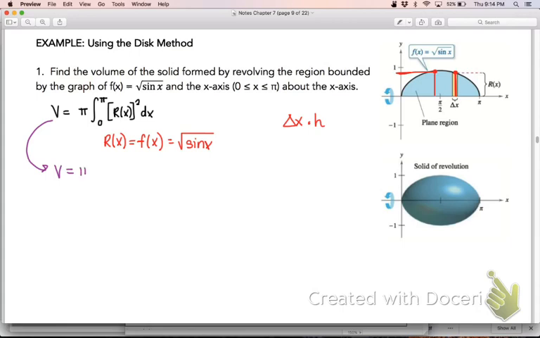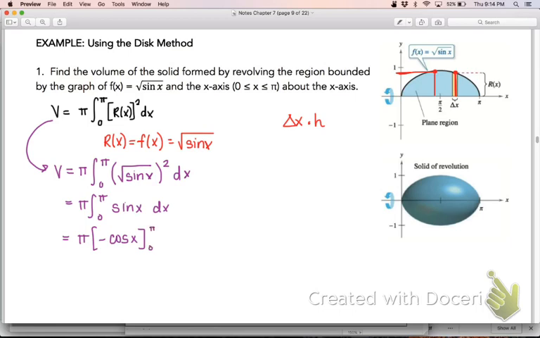So the volume is going to be pi times the antiderivative from 0 to pi of the square root of sine of x, squared, dx. And you can see this one is actually going to work out pretty nicely. When we square the square root of sine of x, we're just going to get the integral from 0 to pi of sine of x dx. That comes out to pi times negative cosine of x from 0 to pi.